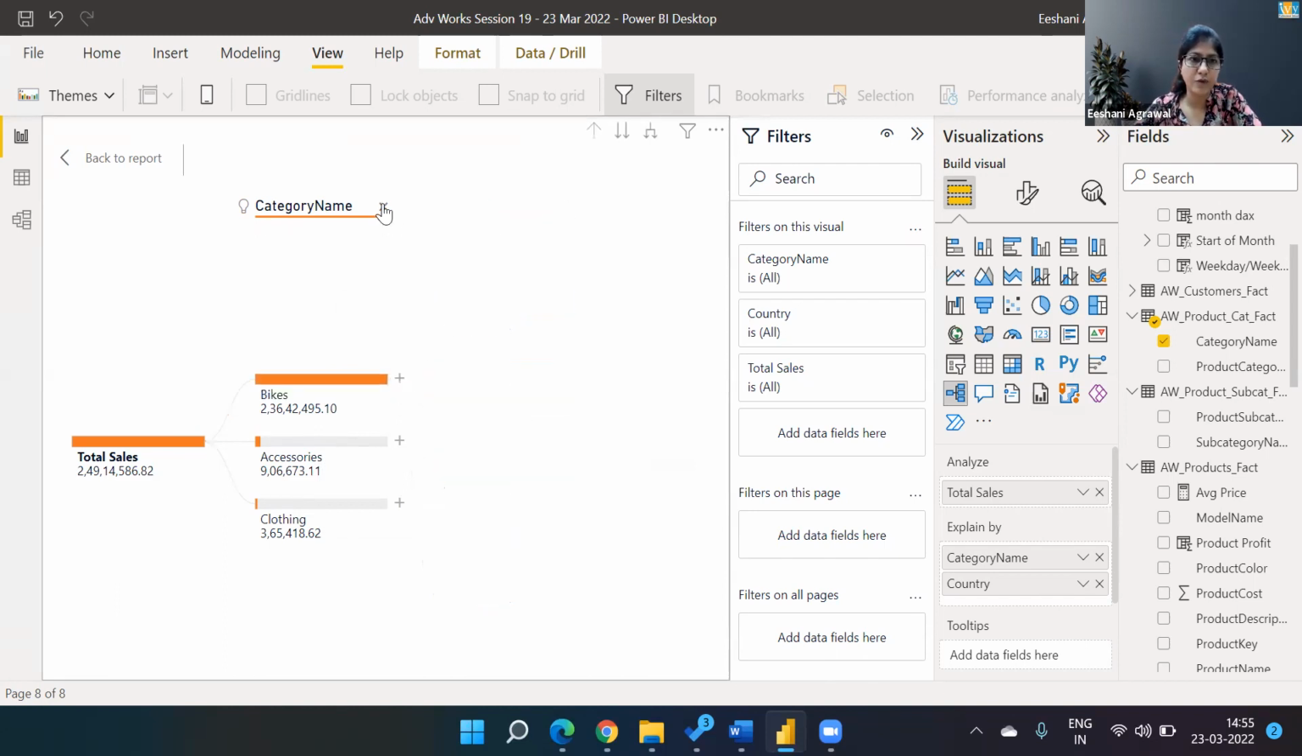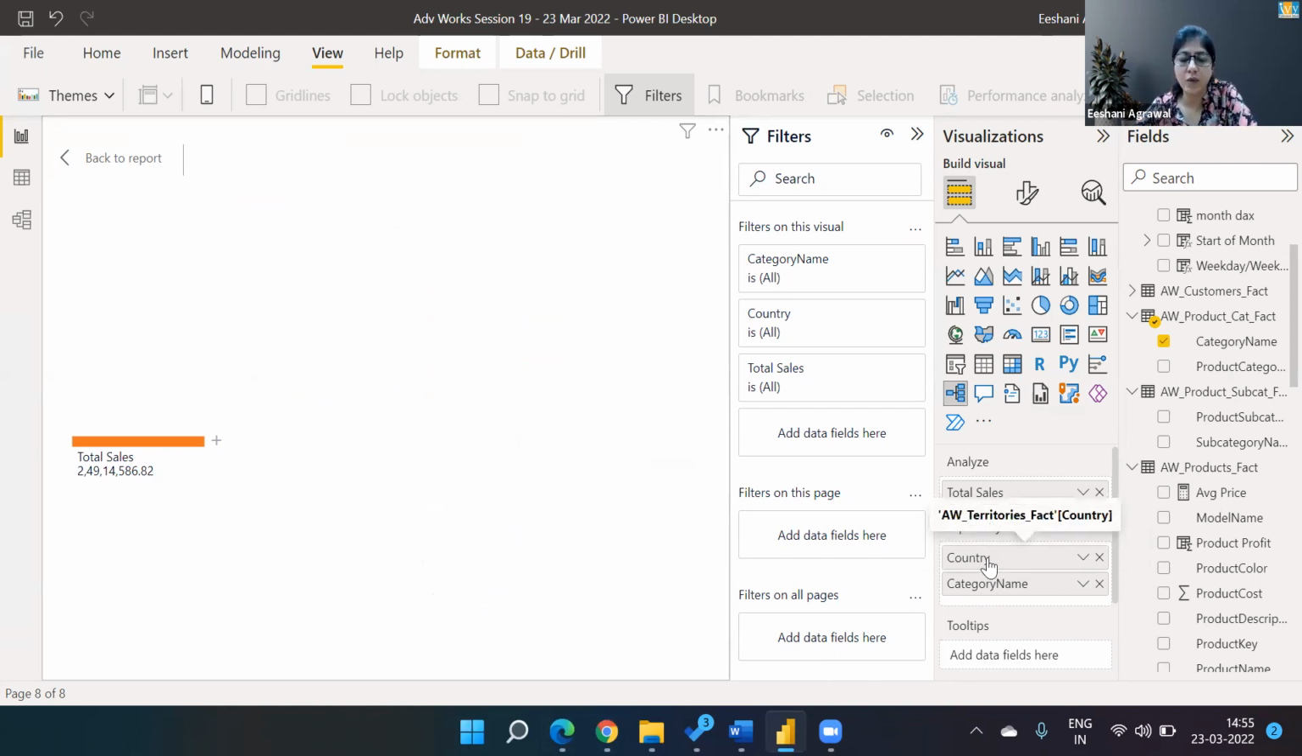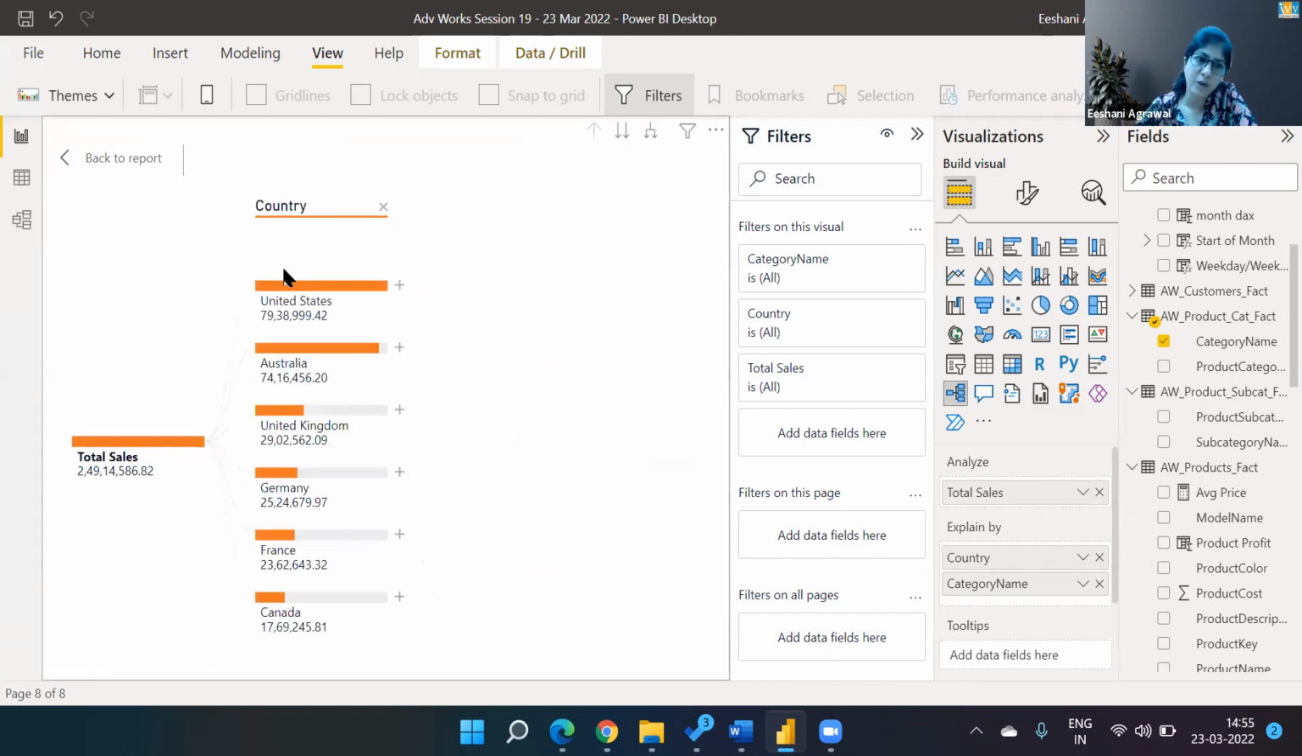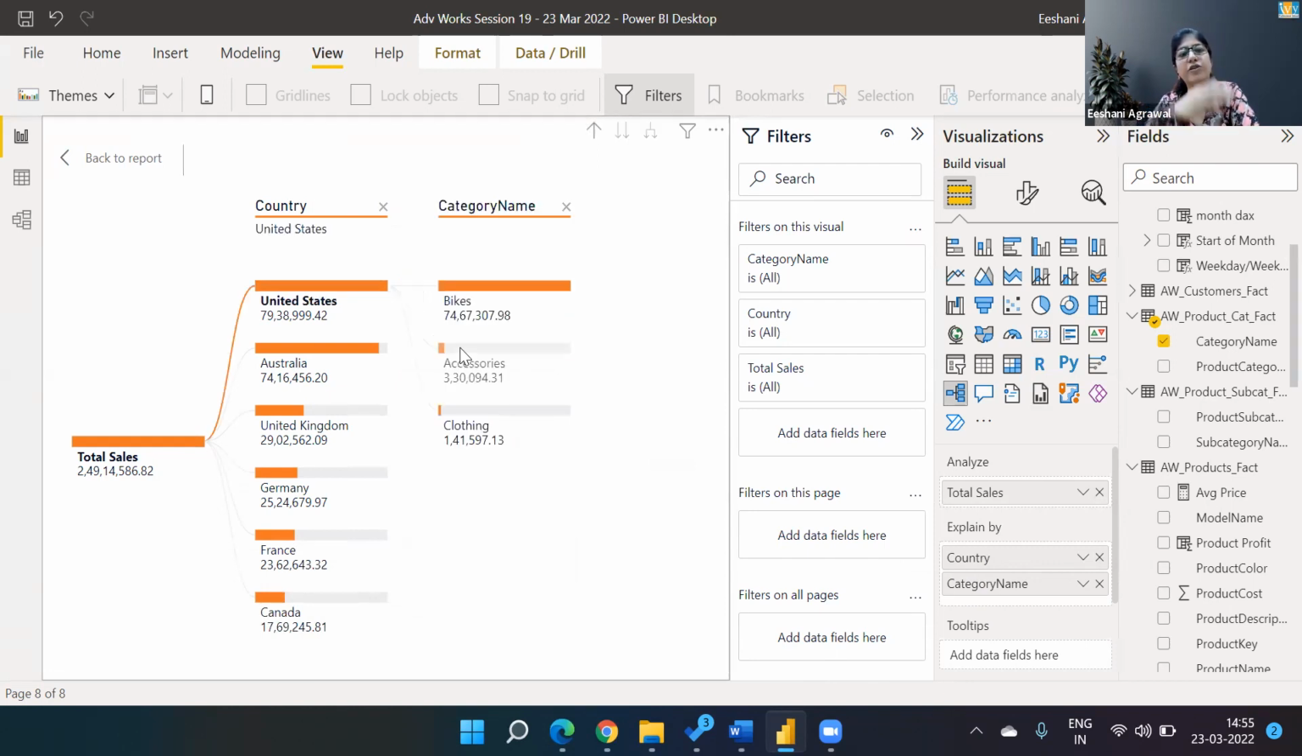Now let's look at it one more time to understand how it works. Again, now country is on the top, category name is there. When I click on it, it is asking me, how do you want to expand it? Do you want to expand based on country or category name? If I click on country, it will only give me country wise. Then within the country wise, I can click on category name. Now it is giving me country wise how the category sales is flowing up.